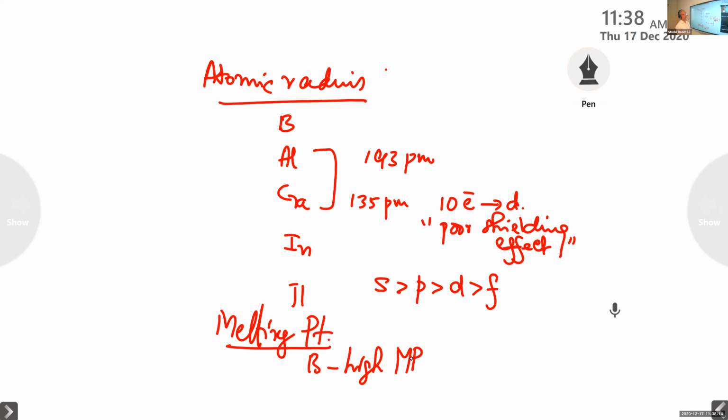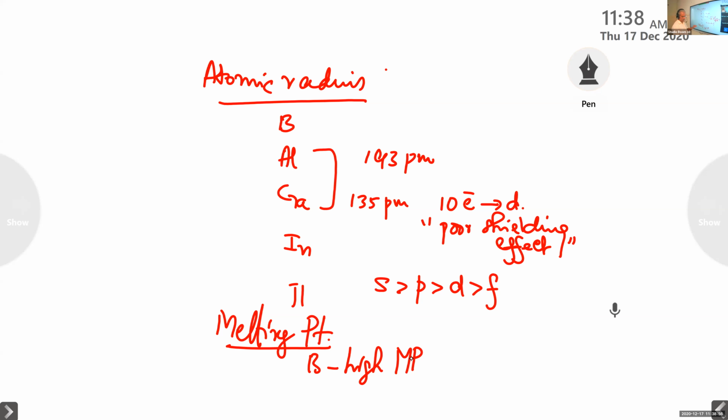You know, during melting, the atoms or the particles are to be separated. At melting point, there is separation of the particles. But here, in the case of boron, boron is a very giant molecule, a very large molecule in which there is strong attraction between the boron atoms in the crystalline lattice points. So the melting point of boron is very high.